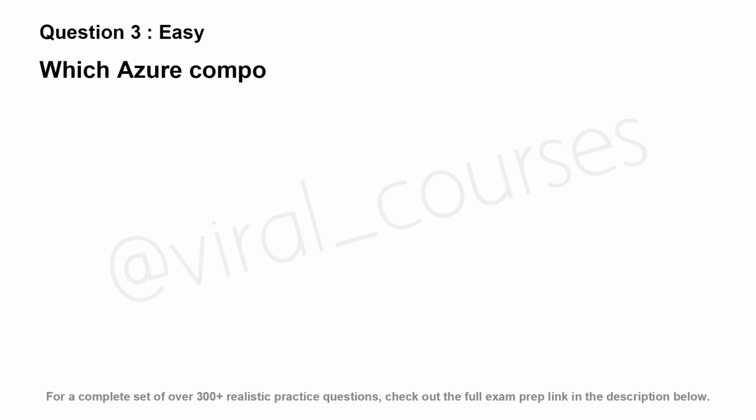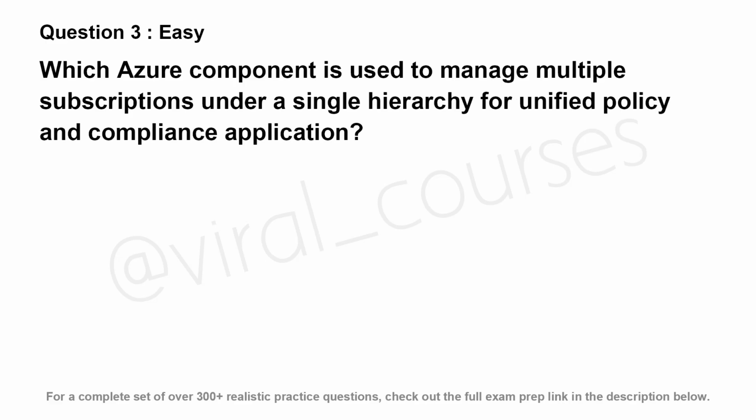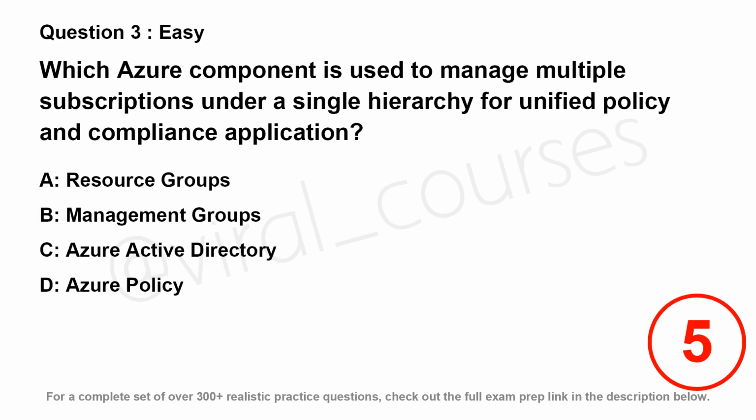Which Azure component is used to manage multiple subscriptions under a single hierarchy for unified policy and compliance application? Option A, Resource Groups. Option B, Management Groups. Option C, Azure Active Directory. Option D, Azure Policy.